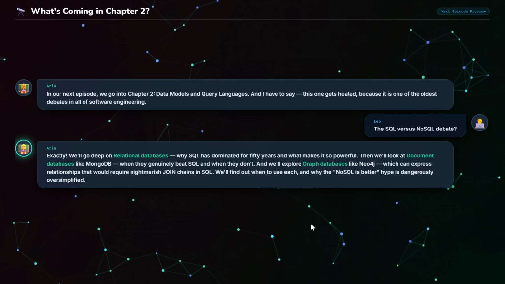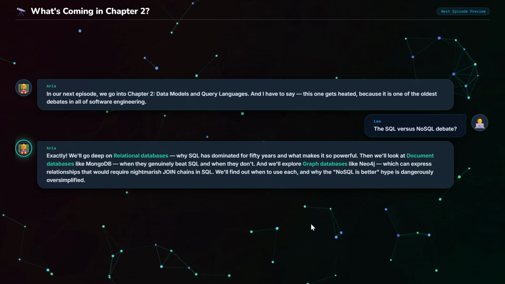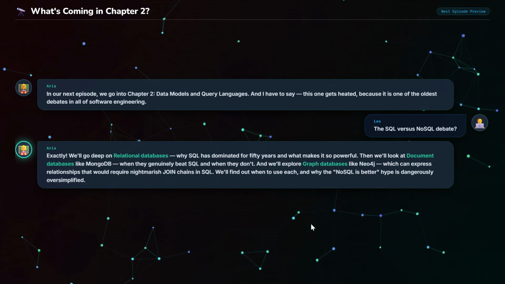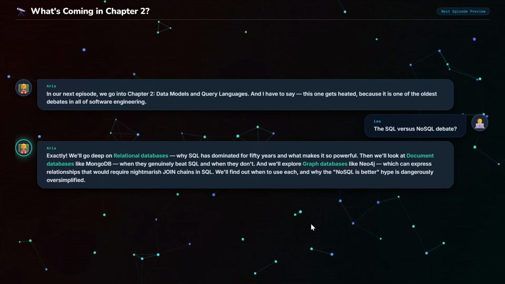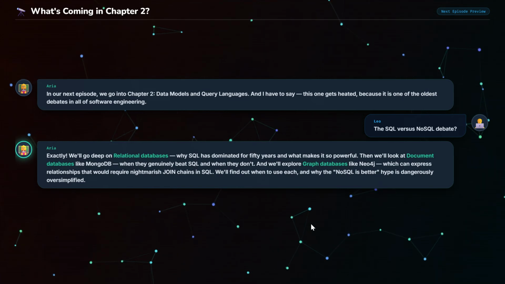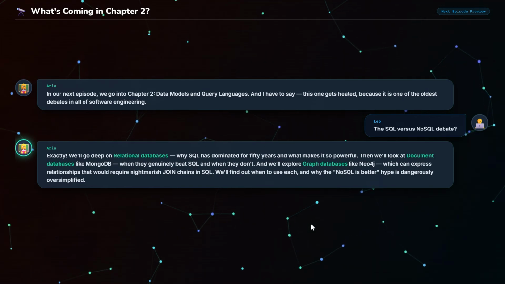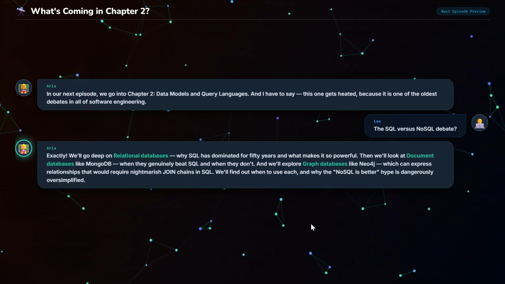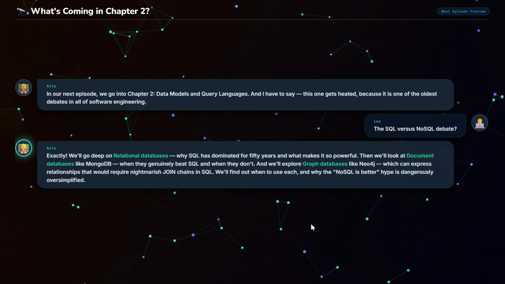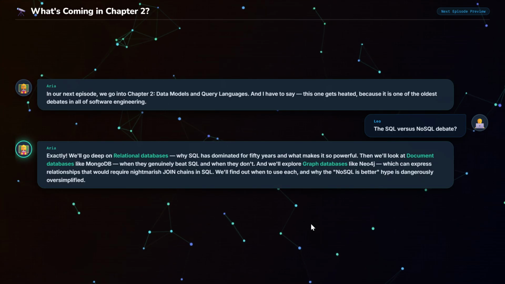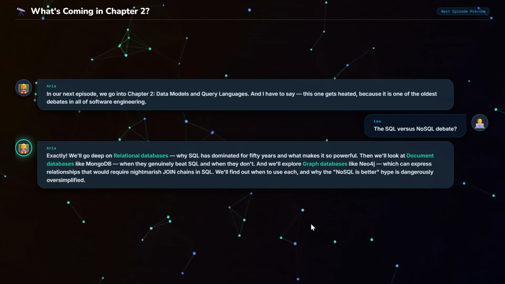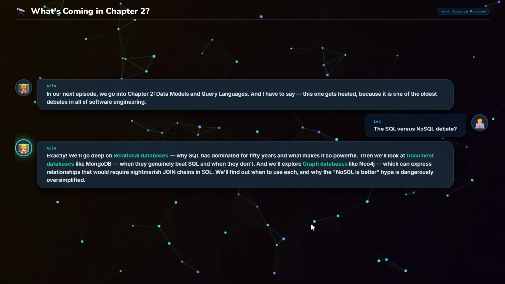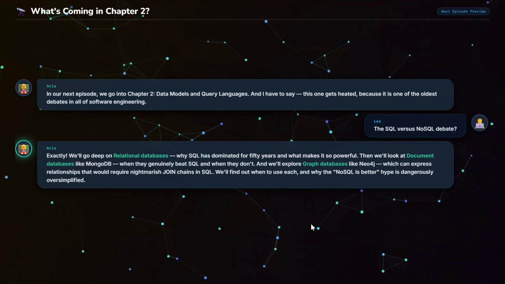Then we will look at document databases like MongoDB, when they genuinely and specifically beat SQL, and when the NoSQL hype is leading engineers astray. And we will explore graph databases like Neo4j, which can express certain types of connected data relationships in ways that would require nightmarish chains of SQL joins to replicate. You will finally have a real, principled answer to the question of when to use each type.